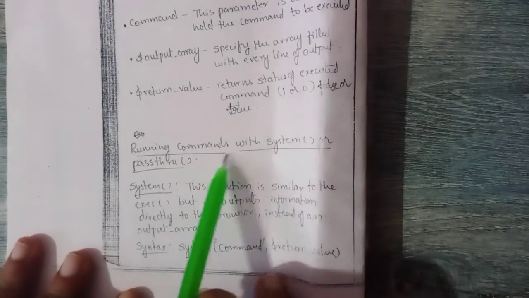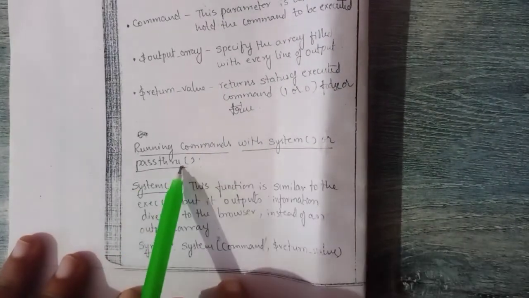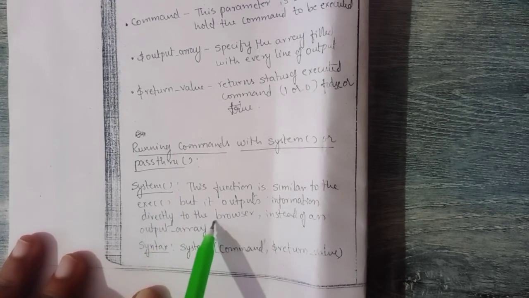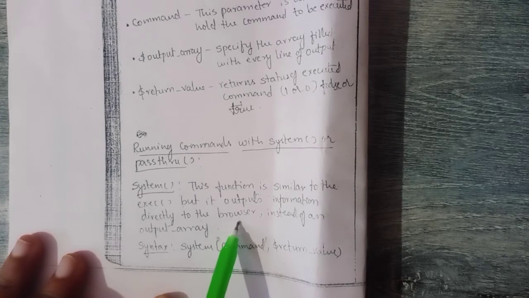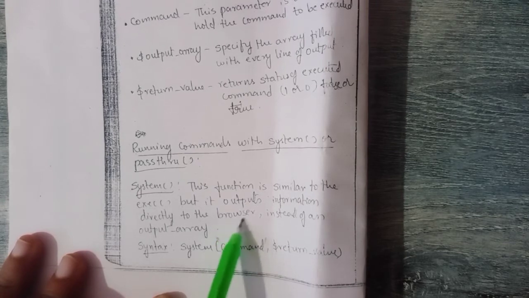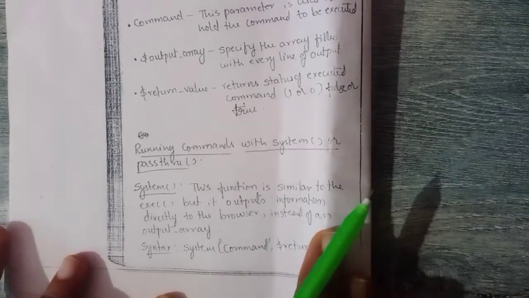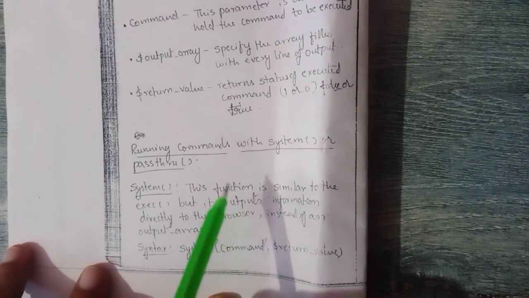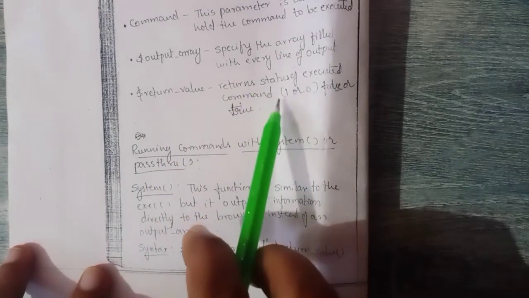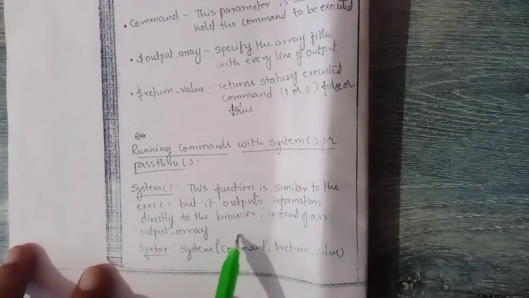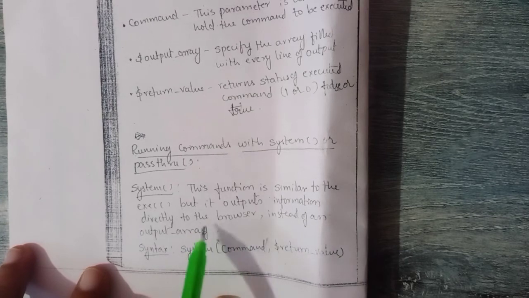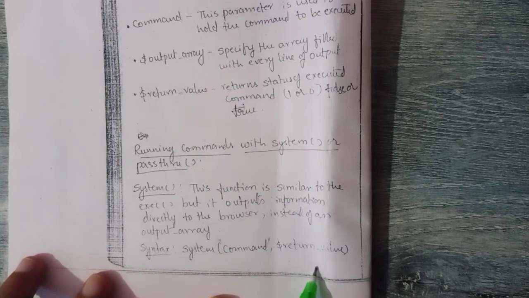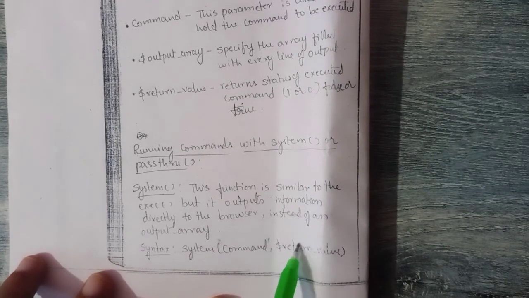While running commands with the system function or passthru, the only difference is that in the system function the output is directly displayed, or directly outputs information to the browser. The output is displayed in the browser, whereas in the exec command the output is stored in an array. Same for the system command: return value, no output array, because the output is displayed in the browser.